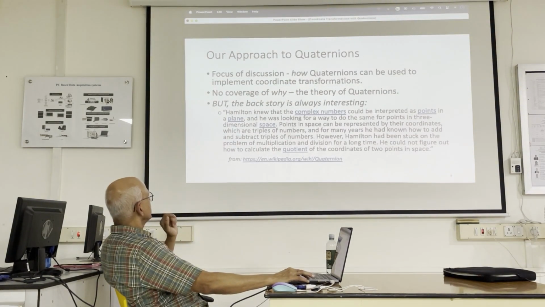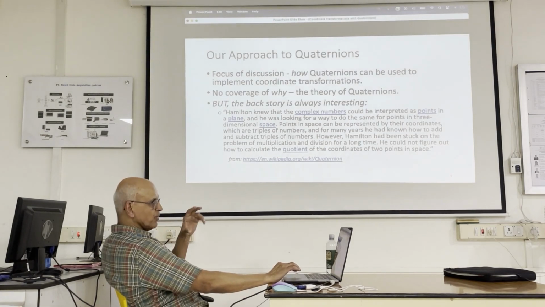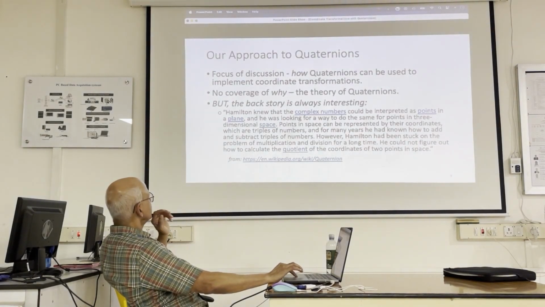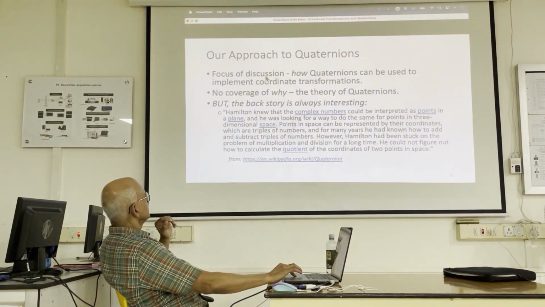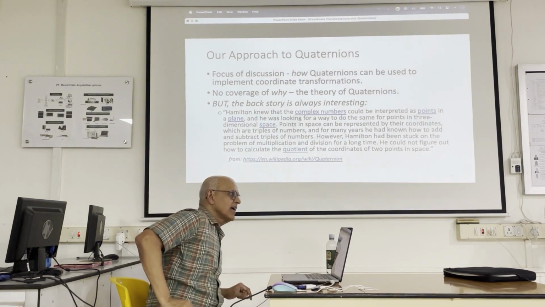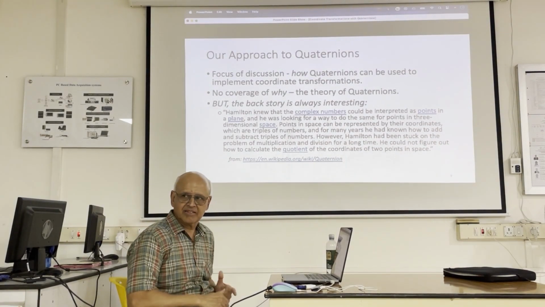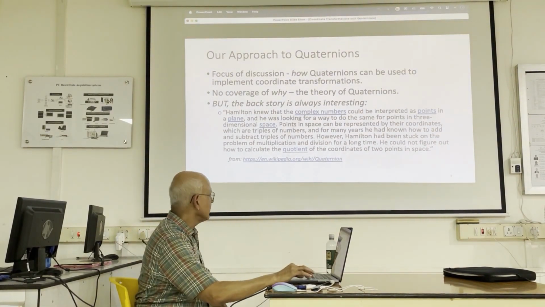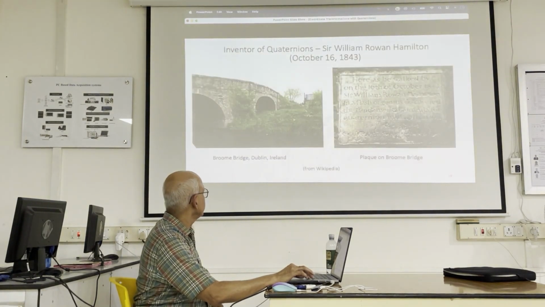Now we move to quaternions, which is the cousin, which looks very similar. What we're going to focus on is how quaternions can be used to implement coordinate transformations. We are not interested in the background theory, because if I did the background theory, you would probably be here all night. It's quite complicated. And you know why? Let me tell you the story.